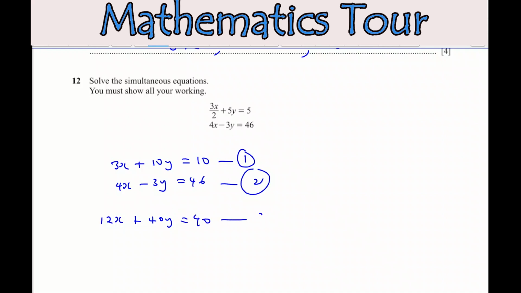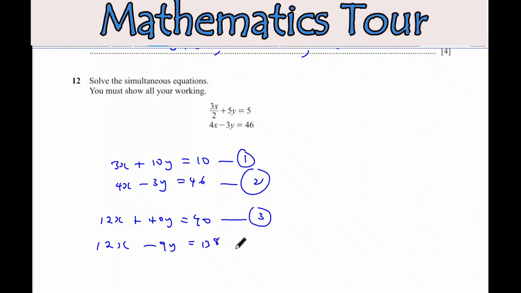So I can call this equation 3. Then let's multiply equation 2 by 3. So that will be 12x. So negative 3y times 3, that will be negative 9y, then equals to 46 multiplied by 3. So if you do this, 3 times 6, 18, you write 8. So you carry 1, you keep 1. So 3 times 4, 12 plus 1 you grab, that is 13.